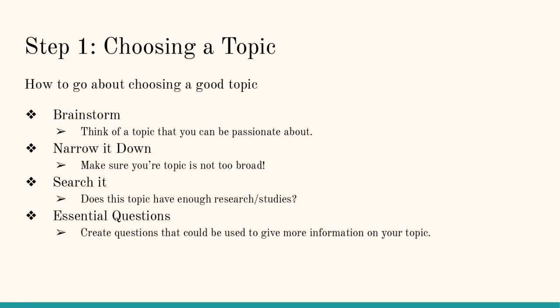Next thing you want to do is narrow it down. Don't make it too broad and don't make it too specific. So after you narrow it down perfectly, you want to search it. Does it have enough research studies? After you search it, create essential questions. These are questions that could be used to give more information on your topic to help you write your essay. Now I will be passing it off to my classmate, Julia.